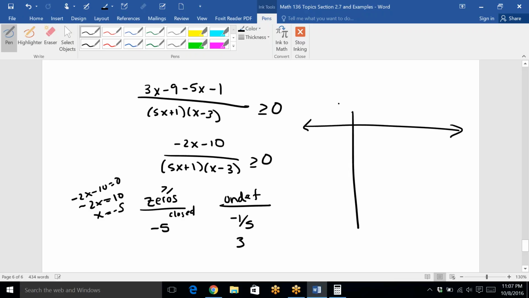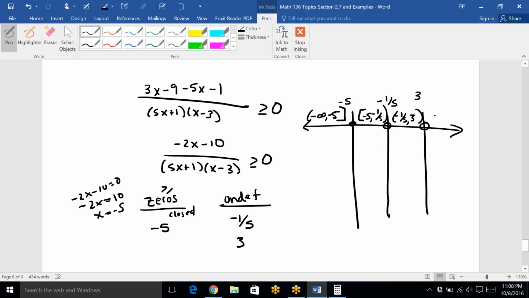Okay, so from least to greatest, it would be -5. And it has to be least to greatest, otherwise your intervals are not going to make sense. -1/5, and then +3, putting the closed circle and open appropriately. Intervals would be -infinity to -5 bracket, bracket -5 to -1/5 parentheses, negative 1/5 and a parentheses to 3 with a parentheses, and 3 with a parentheses to infinity.